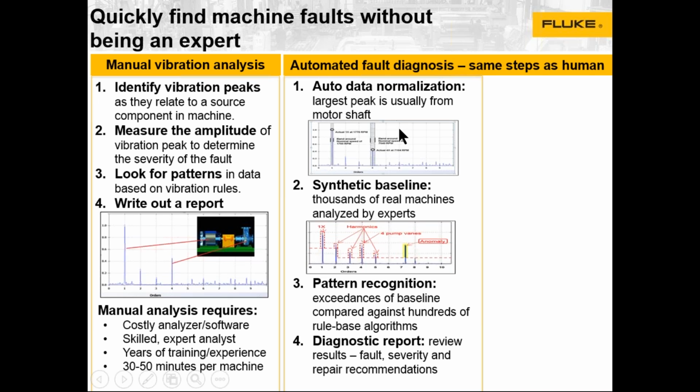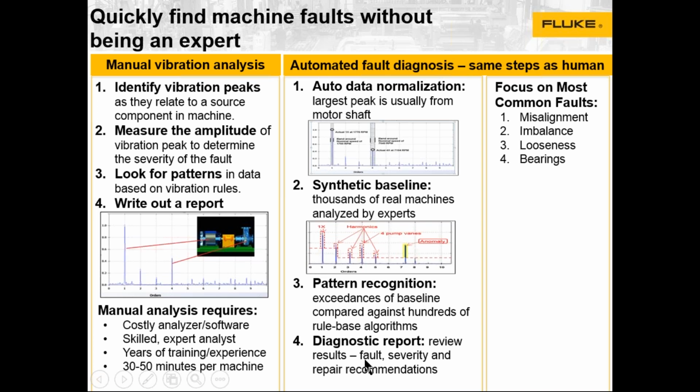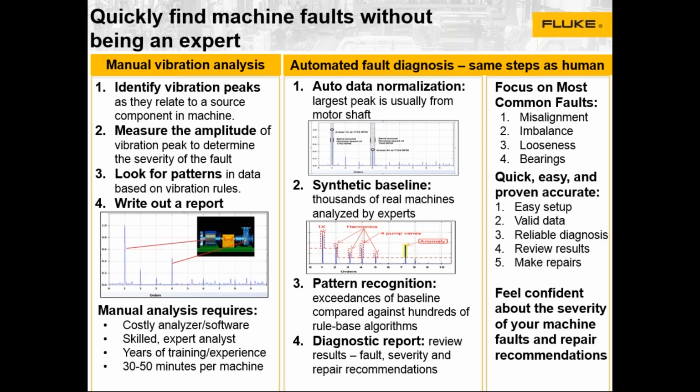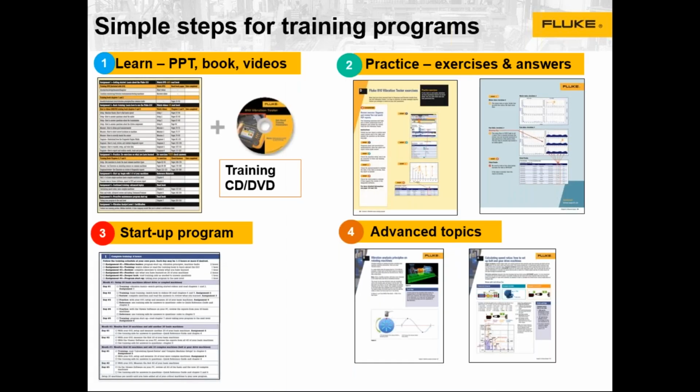And the way they do that is they first find the largest peak in the data, then they use a baseline of hundreds and thousands of data that's been analyzed by humans over the years. Pattern recognition is set up, and so it's going to automatically give us a fault, and it's going to tell us whether the machine is good or bad, and it's going to tell us what the fault is and what to do to fix it. So again, let's screen out 90% of the common problems using an automated diagnostic tool. That way only 10% of our problems need to have somebody spend hours analyzing the data.